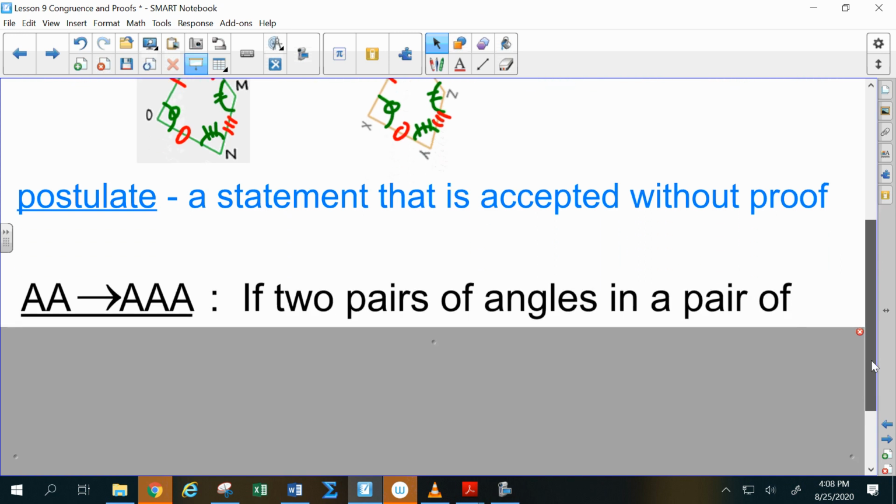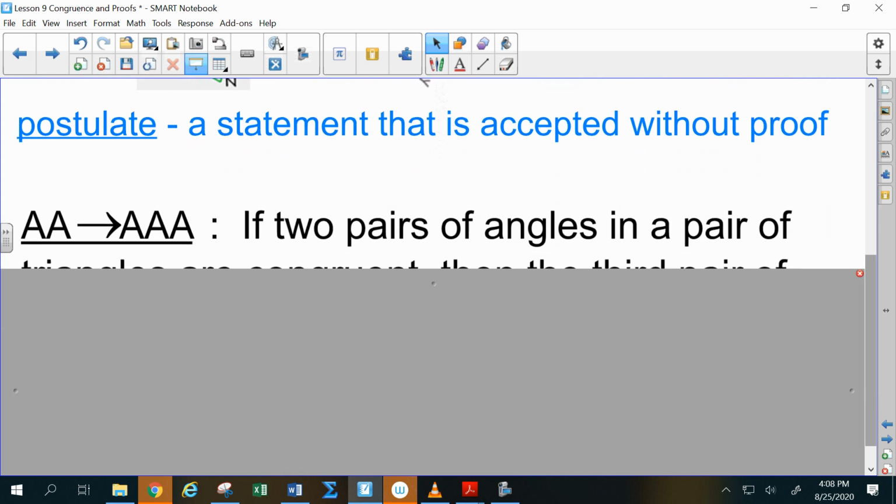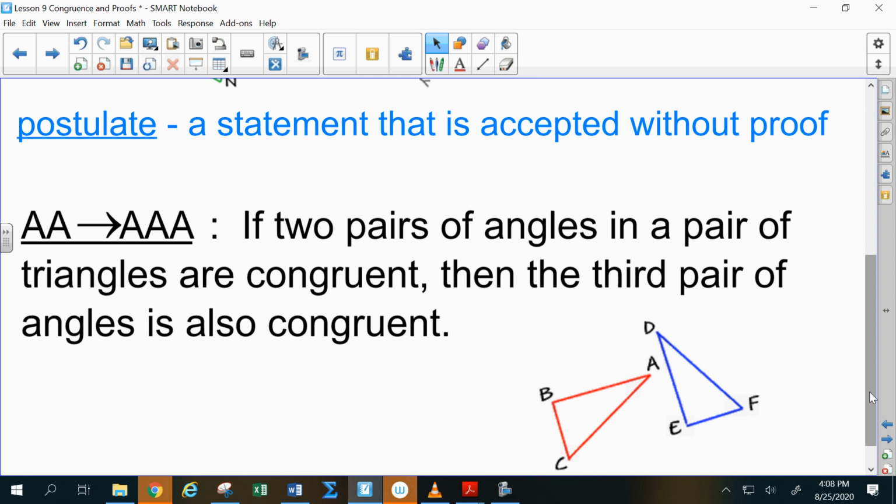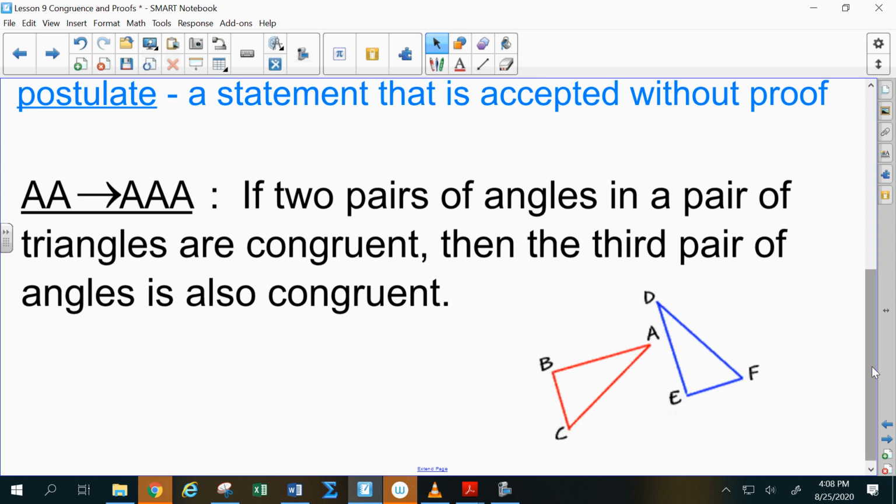One other relationship that we talked about a little bit last spring was if you have two triangles, and if you can figure out that you have two sets of angles that match up, you automatically know that the third set would also match up and be congruent. So here's a picture of how that might work. If I had these two triangles, if I knew that angle A and D were the same, and if I knew that angle B and E were the same, then C and F would also have to automatically be the same.